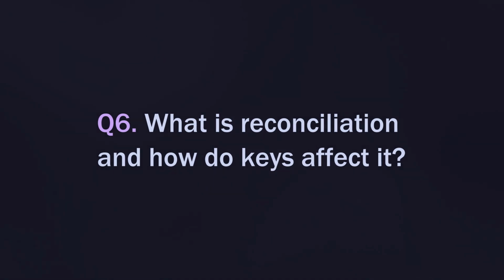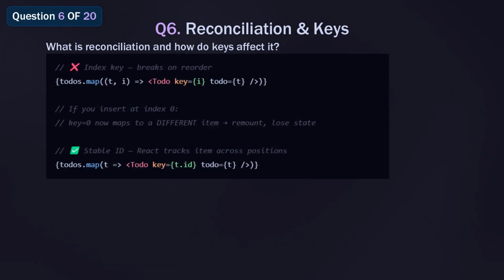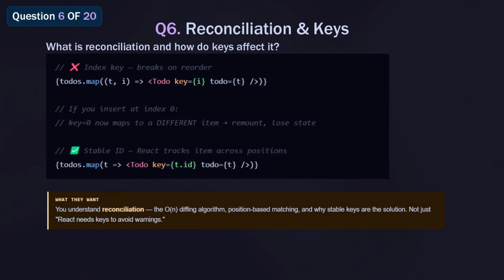What is reconciliation and how do keys affect it? Reconciliation is the process React uses to diff the new virtual DOM tree against the previous one and compute the minimal set of real DOM changes. React uses a heuristic algorithm that's O(n) rather than O(n cubed). It makes assumptions to keep diffing fast. One assumption: elements at the same position in the tree with the same type are considered the same element.